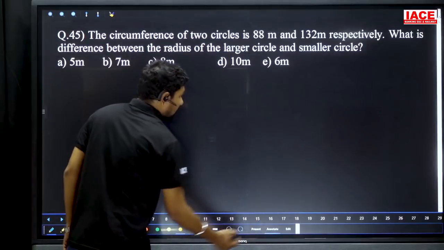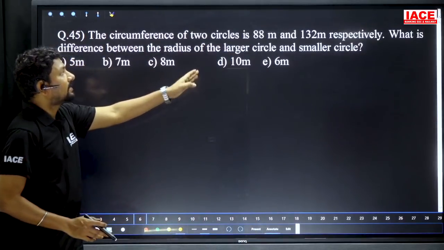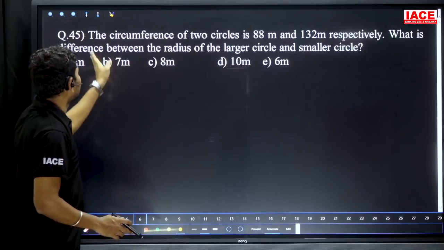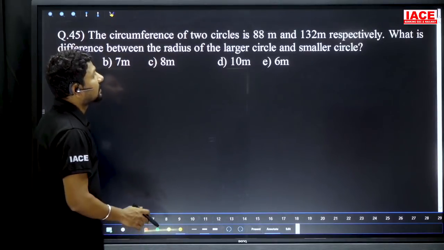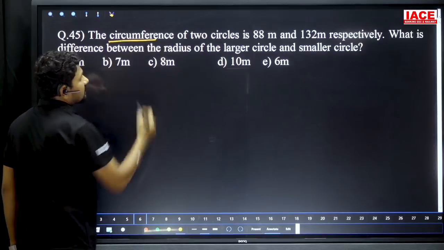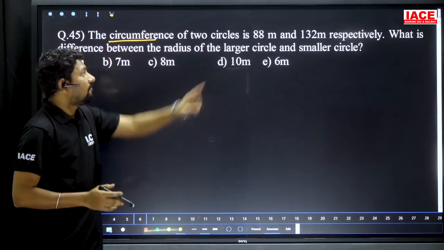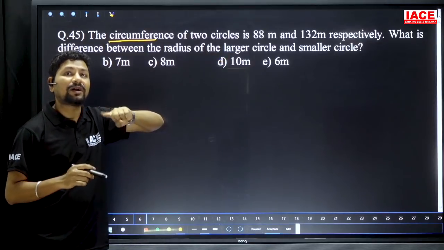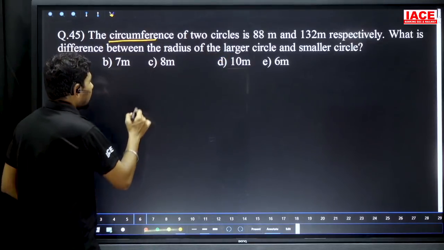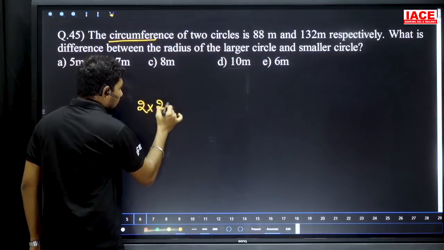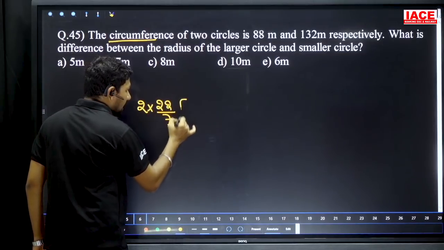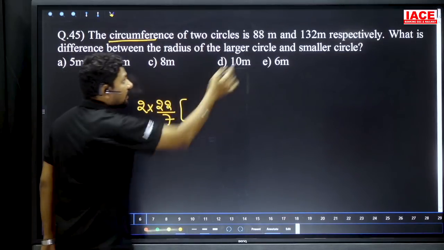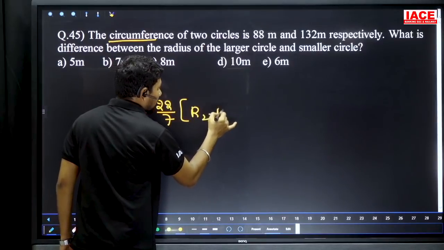Next, the circumferences of two circles are 88 meters and 132 meters respectively. What is the difference between the radius of the larger circle and the smaller circle? Circumference of a circle: 132 is the larger circle, 88 meters belongs to the smaller circle. Circumference formula 2 pi r. 2 pi r is 2 into 22 by 7 r. For r I am taking r1 or r2. Here I am taking r2 minus r1.